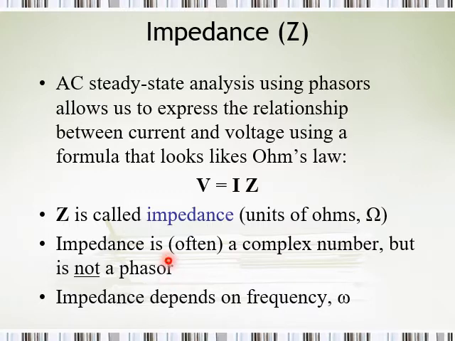Impedance depends on frequency omega. Impedance is often a complex number but not a phasor. So normally we write impedance as a complex number, but it is not a phasor. That means we don't convert the impedance into a phasor the same way that we do for a cosine or sine wave equation.